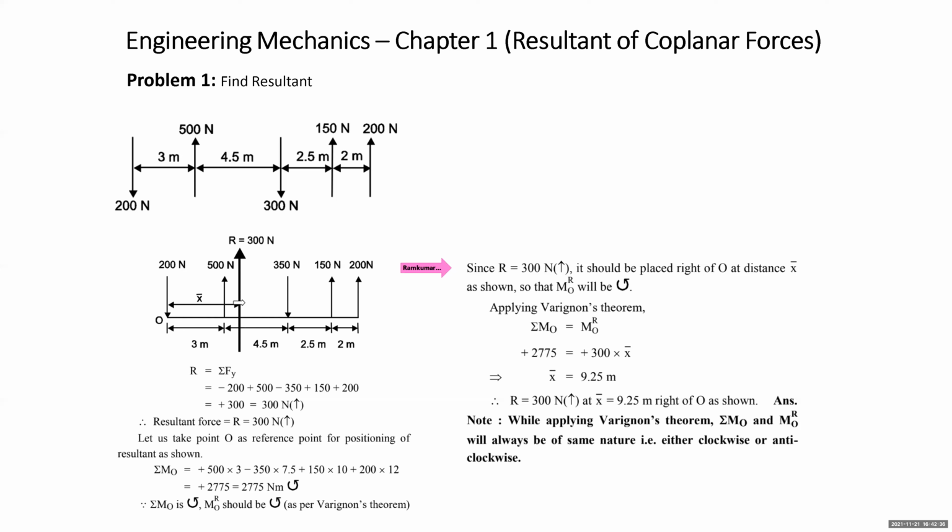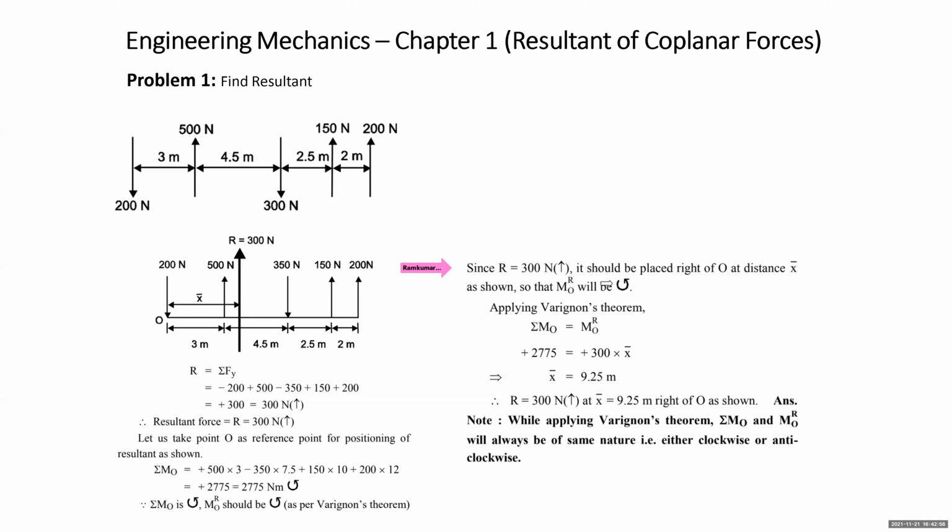You can place it here, here, anywhere. But x bar is in general. I have taken just the distance x bar. I don't know whether x bar will be less than 3 meter, or less than 7.5 meter, or it will be 10 meter or 15 meter. It can be anything, right? But we just have to show it right of O as shown. So I have written it here.